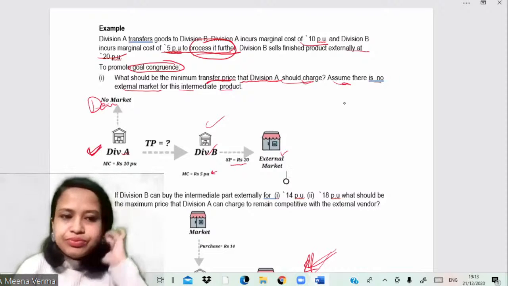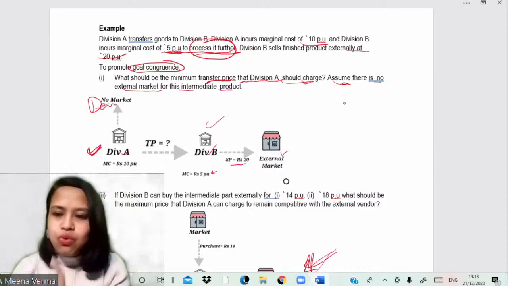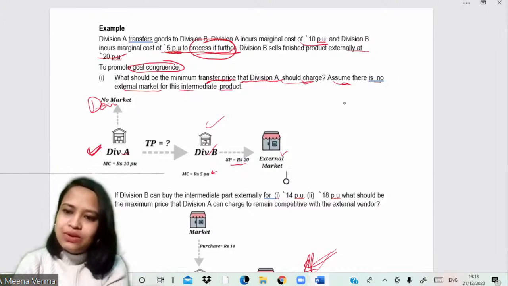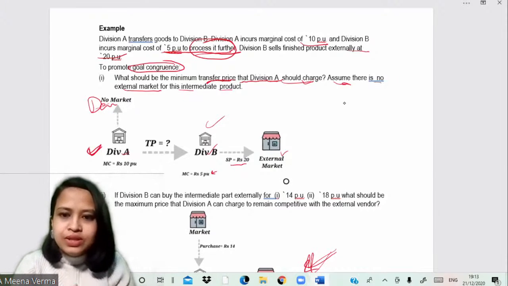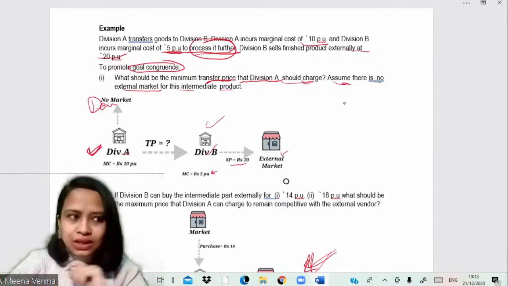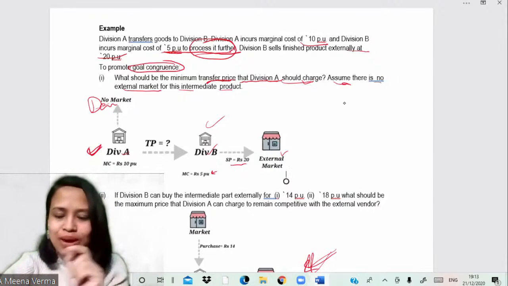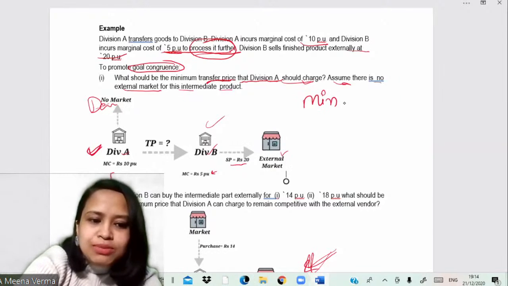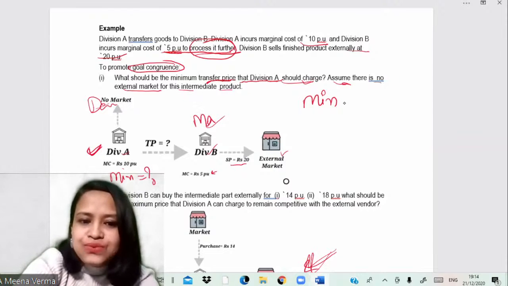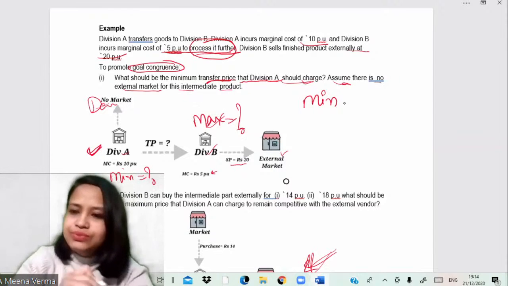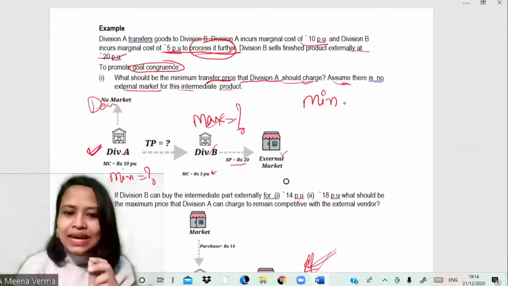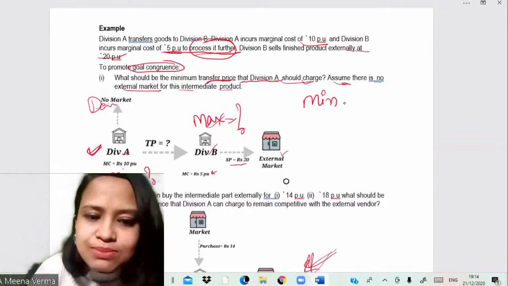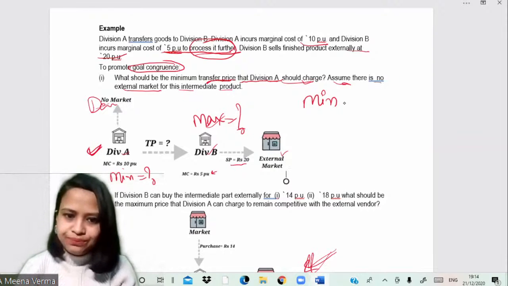Now in such a case, what will be the transfer price? In this case, don't write the answer, oh ma'am, ₹10. No, try to find out the minimum price. See, division A, the minimum price he will charge, and the maximum price he is willing to pay. Try to find out the minimum price A is willing to charge and the maximum price B is willing to pay.